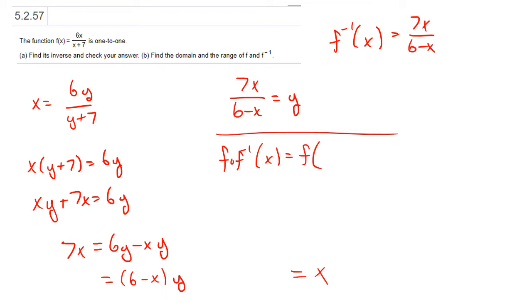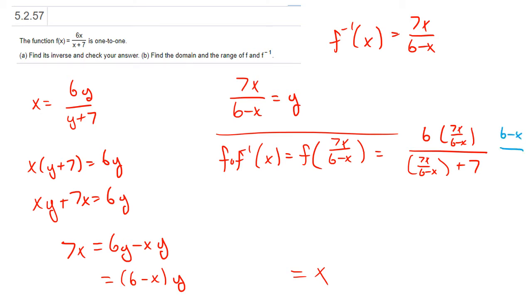This is going to be f inverse of x is 7x over 6 minus x. Then what does f of x say to do? Okay, it says take your input and multiply it by 6, then divide by your input plus 7. Now this looks like a lot, but the reason it looks so bad is that I have fractions within fractions. And we can simplify this a great deal if I simply multiply the numerator and denominator by 6 minus x. Notice all I've done is multiply by 1. This is a totally allowable step.